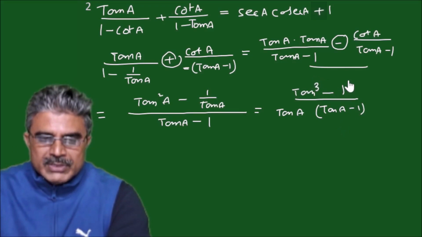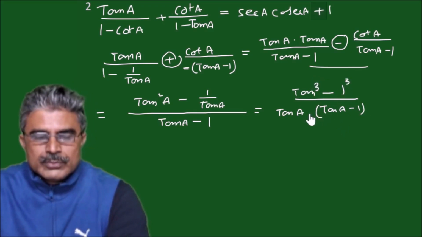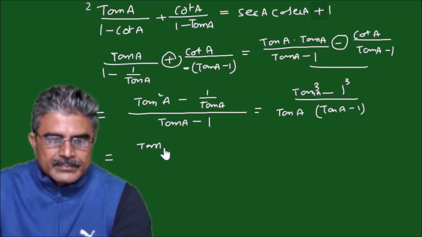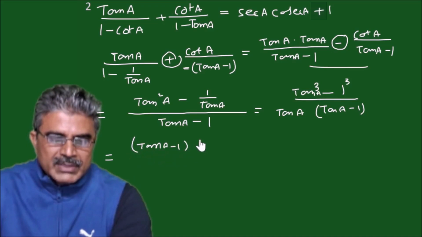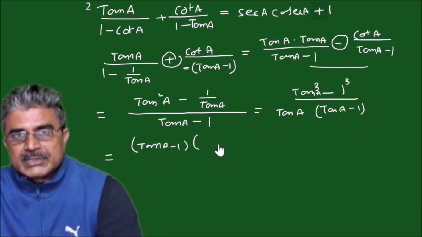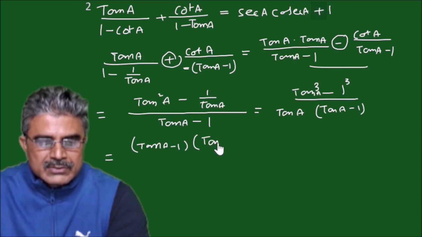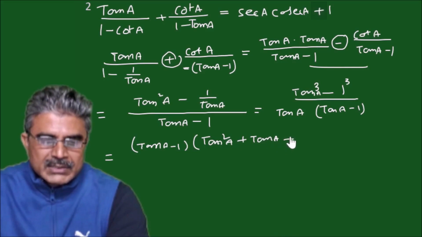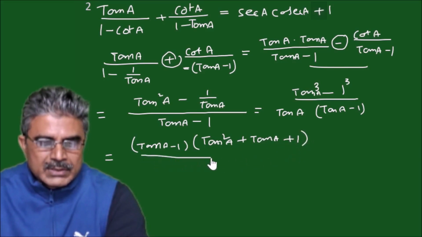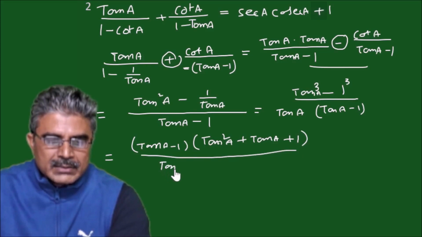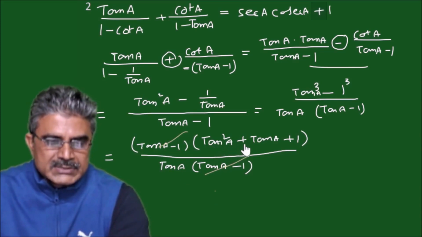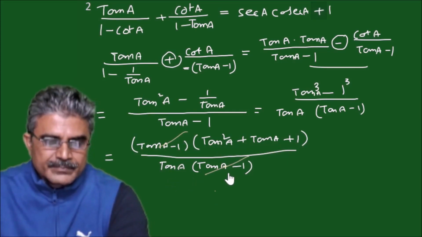So you have the a cube minus b cube format, because 1 can be written as 1 cube. So a cube minus b cube can be written as a minus b into a square plus ab plus b square, that means tan A minus 1. So here tan square A plus tan A into 1, that is tan A, plus 1 square, that is 1, divided by tan A into tan A minus 1. This tan A minus 1 gets cancelled. The remaining thing is tan square A plus 1 by tan A.